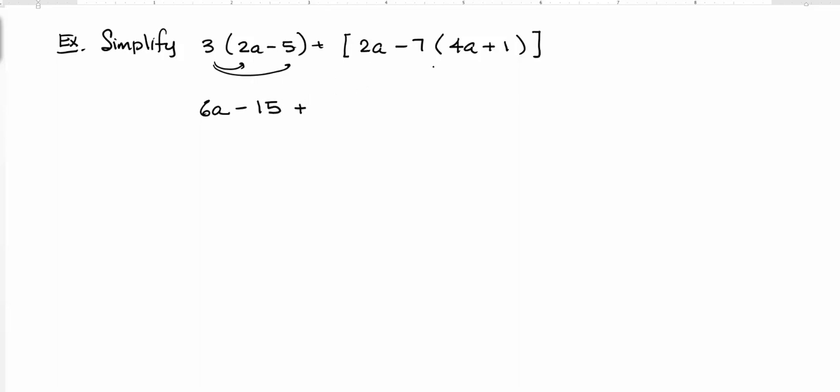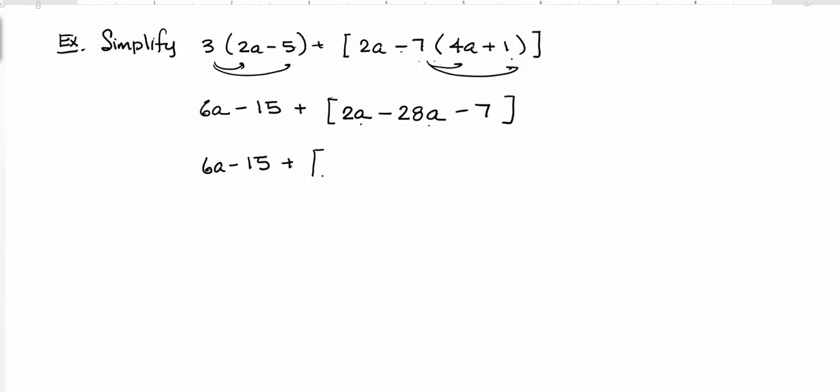Plus, and in here I want to distribute this out too. So I can continue writing 2a, I haven't changed that at all, but I have negative 7 times a positive 4a gives me a negative 28a, and then a negative 7 times a positive 1 gives me a minus 7. Nothing changes out here yet because I'm going to simplify what I can inside these square brackets. I have 2a minus 28a gives me a negative 26a, and then I have a minus 7.